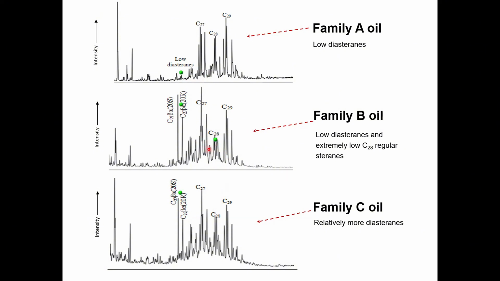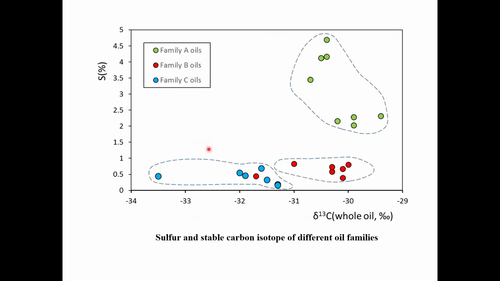Sulfur and stable carbon isotope also highlight the distinctive characteristics of the 3 oil families. Family A oils exhibit high sulfur, high carbon isotope. Family B oils show moderate sulfur and intermediate carbon isotope, and Family C oils are characterized by low sulfur content and lighter carbon isotope values.